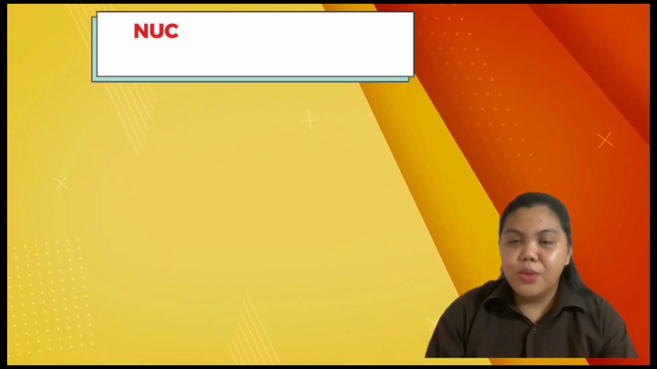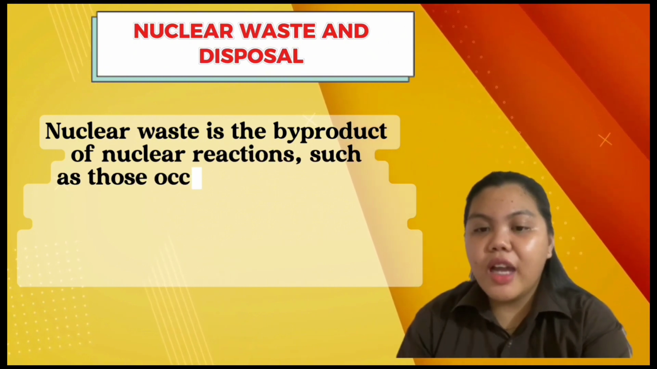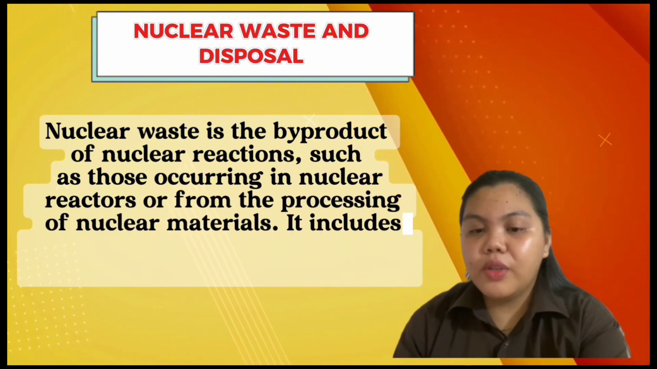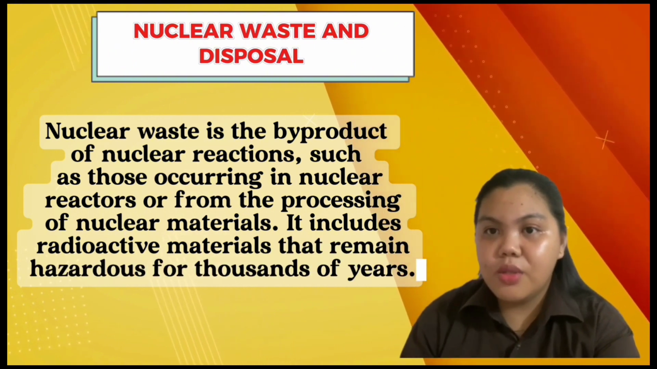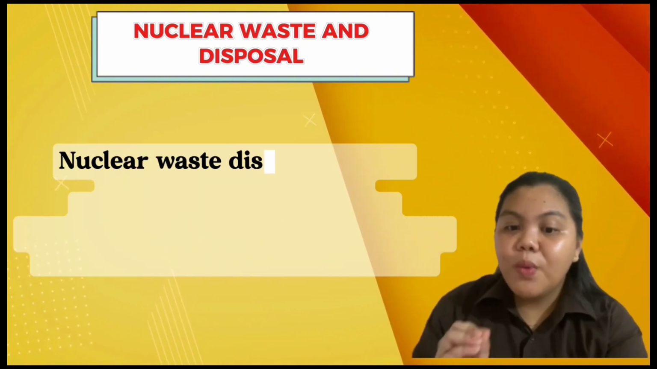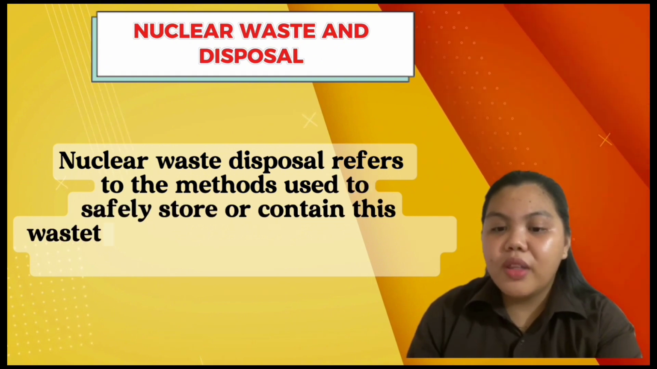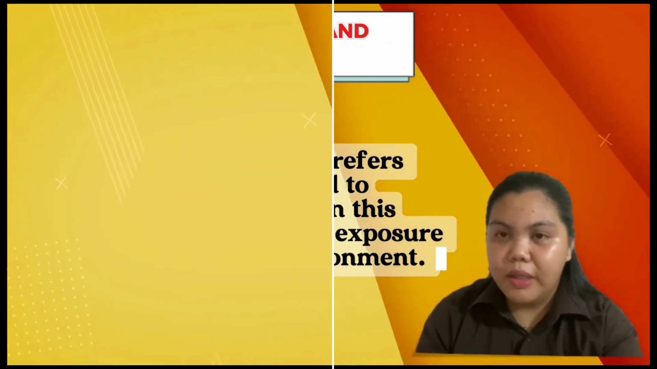Now, let's proceed to the next topic, which is nuclear waste and disposal. What is nuclear waste and disposal? Nuclear waste is the byproduct of nuclear reactions such as those occurring in nuclear reactors or from the processing of nuclear materials. It includes radioactive materials that remain hazardous for 1,000 years. Nuclear waste disposal refers to the methods used to safely store or contain this waste to prevent radiation exposure to humans and the environment. These are the types of nuclear waste.